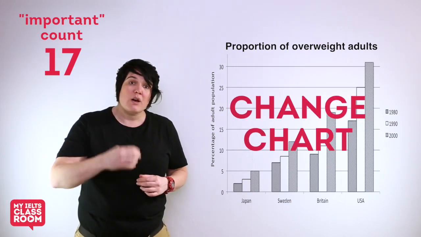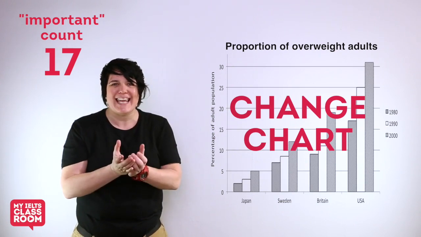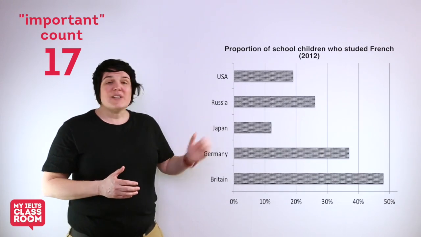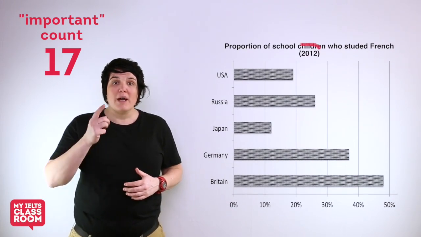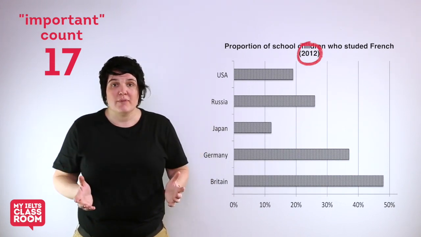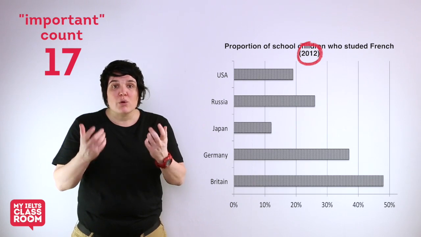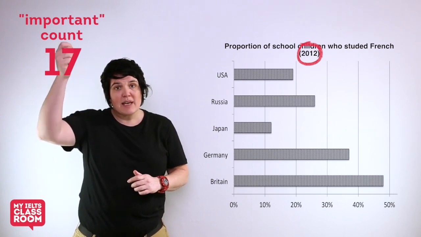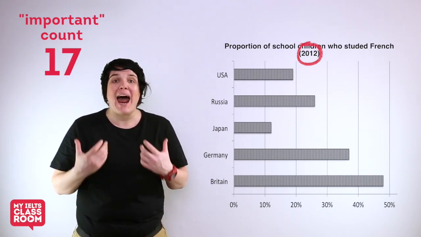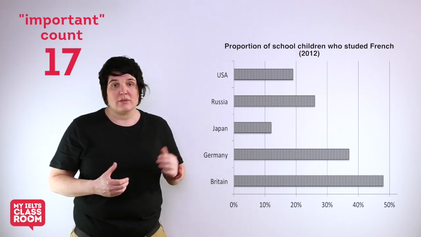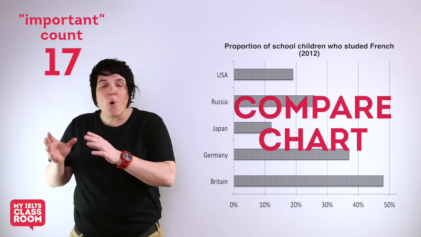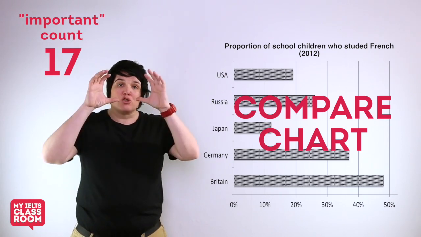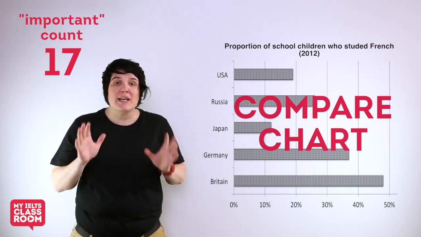And the next 4 videos will talk about all the language we need to write a fantastic answer for a change chart. The second bar chart, though, only speaks about 1 year, so there are no changes. Therefore, all the language we will learn for change goes into the rubbish bin, and we need to take from our brain our language of comparison. This is a compare chart. We will need to talk about more British students studied French than any other student. It's the same structure of our answer, but totally different vocabulary.